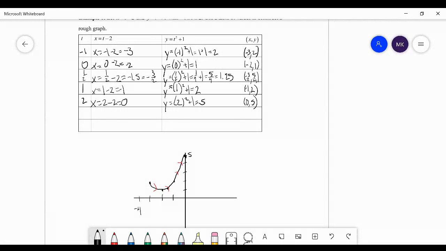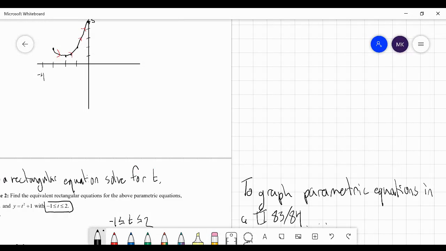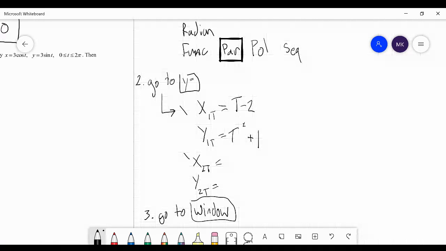If we did every 2, it'd start at -1, and then it would do it at 1, and then it would do it once again at 2. And so it'd go -3, 2, -1, 2, 0, 5. So it would almost look like a straight line and then go up. It wouldn't actually get this curve. So you want to make sure you have enough in the T step.